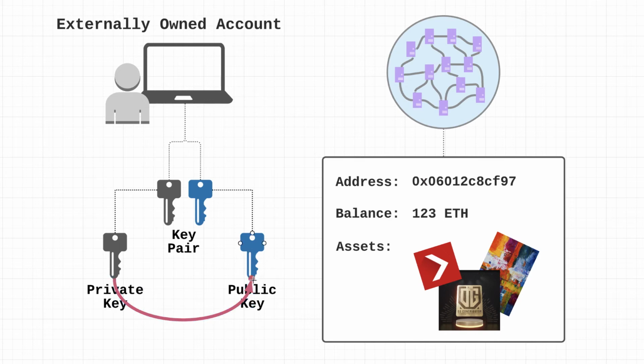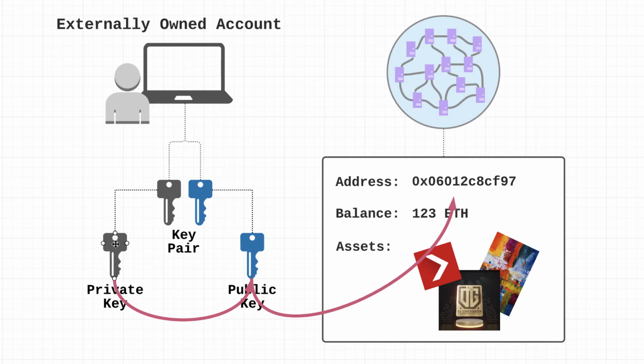Now, what is the relationship between this public key and the address? Whenever you have a public key, you can generate the address. To do that, you take the hash of this public key, and it's kind of weird, but you take the last 20 bytes of that hash and then add a 0x to the beginning of it, and this is going to give you your address.